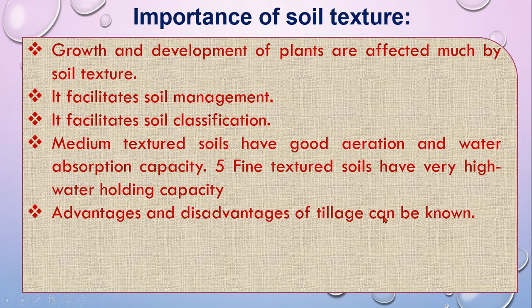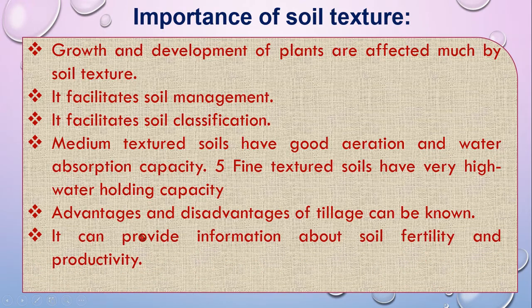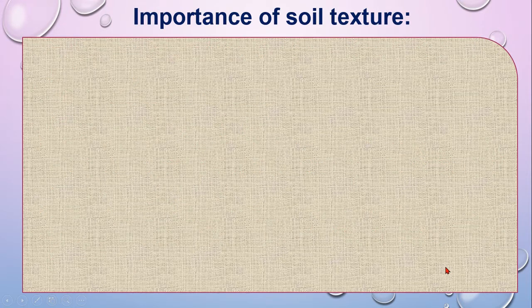That is why I said that the advantages and disadvantages of tillage can be known. That means sandy soil advantages and clay soil disadvantages of tillage. It can provide information about soil fertility and productivity. For instance, wheat can be cultivated in the dry season and dry land, but rice is cultivated in submerged or wetland. So if you cultivate wheat in wetland, that is not good, and if you cultivate rice in dry land, it will not give proper production. That means you cannot say that the soil is not fertile.